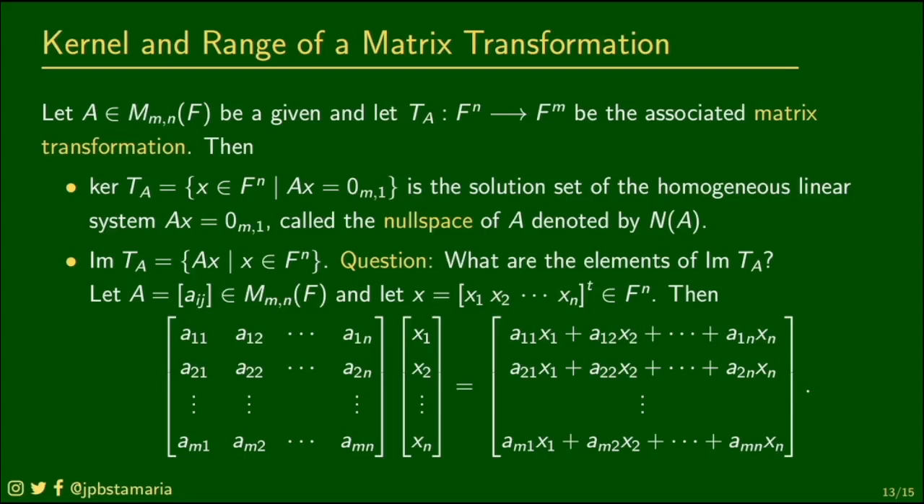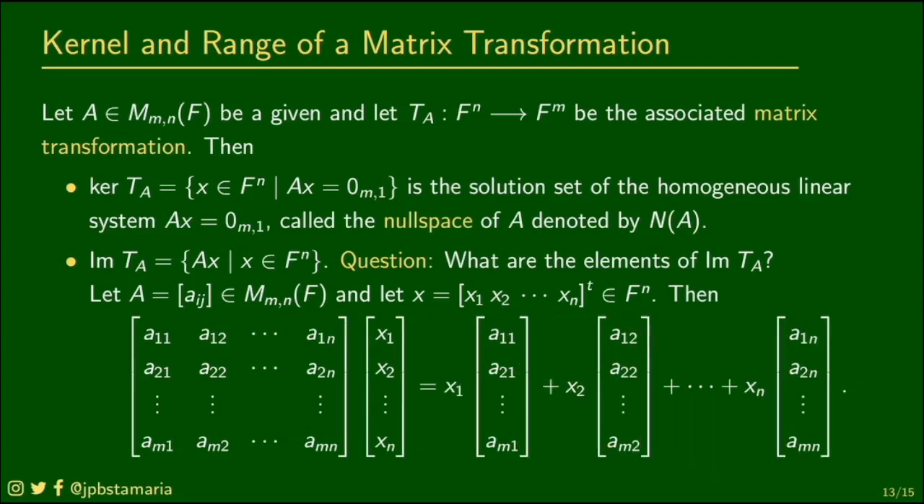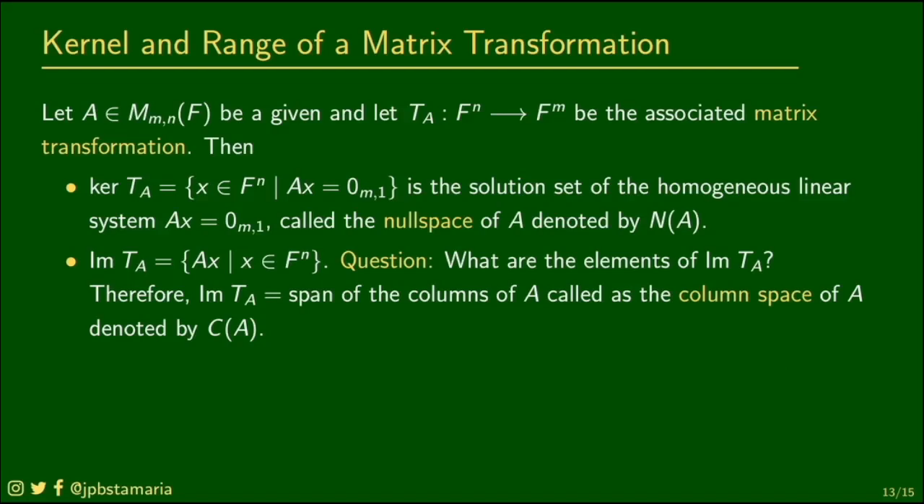But take note that I could actually separate this vector into a vector of this form plus a vector of this form plus a vector of this form. Then I can factor the x1 over here, factor the x2 over here, factor the xn over here. So I get the following. Therefore, as you can see, AX is precisely a linear combination of the columns of A. So, if you want to know the set of all AX, you want the set of all linear combinations of the columns of A, or the span of the columns. Therefore, the image of TA is the span of the columns of A, known in linear algebra as the column space of A, denoted by C(A).